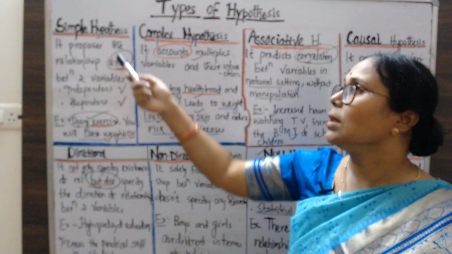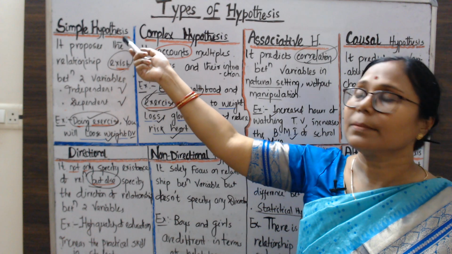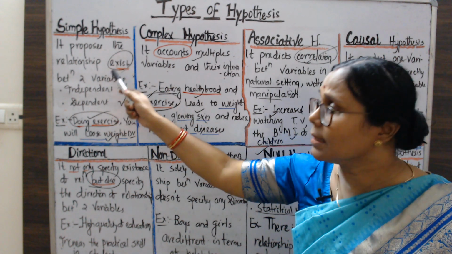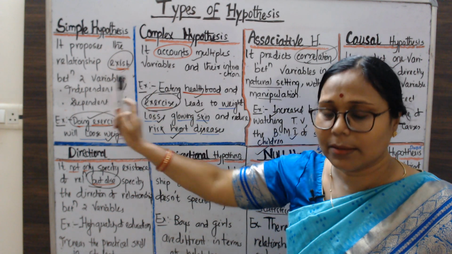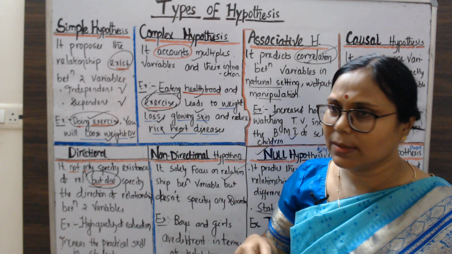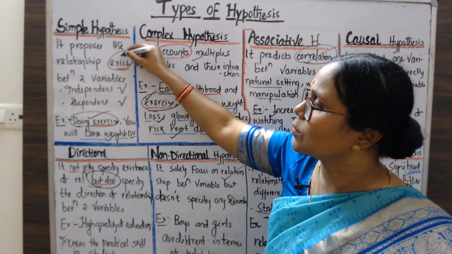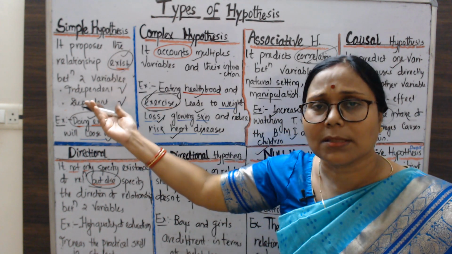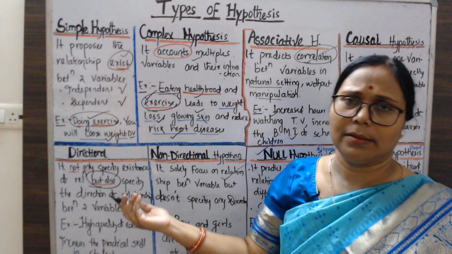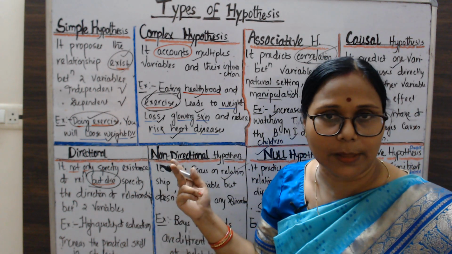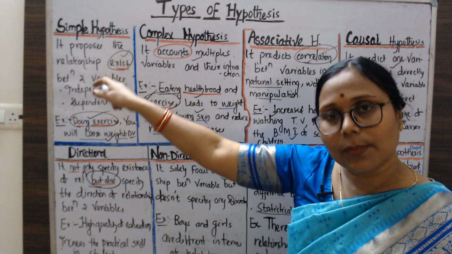First one is the simple hypothesis. It possesses a relationship. Here, in the research problem, there is a relationship between two variables, and the two variables are what? One is the independent variable, another is the dependent variable. Only two variables are there. So this is called a simple hypothesis.